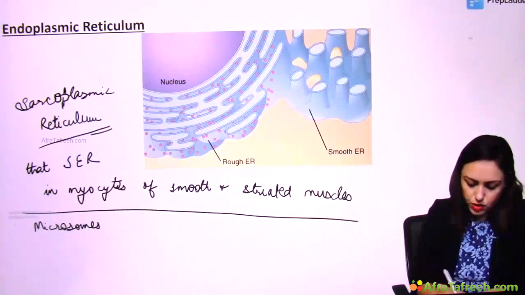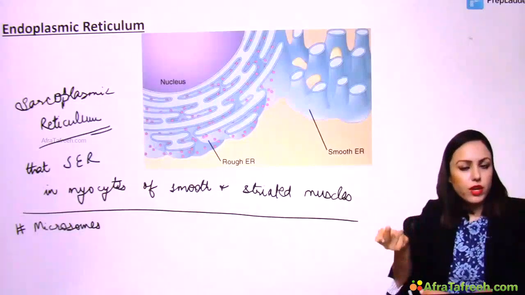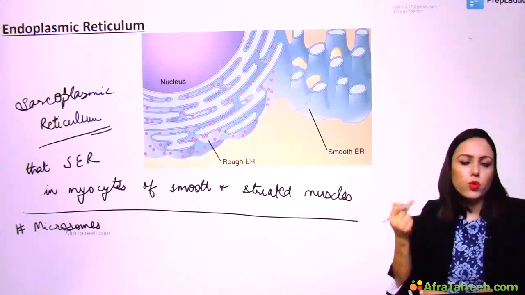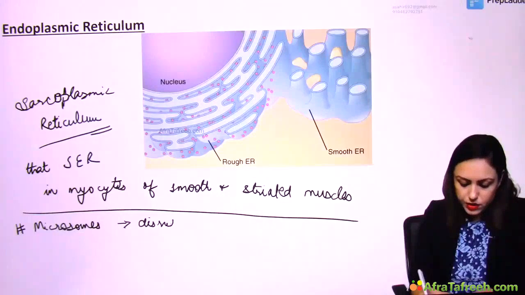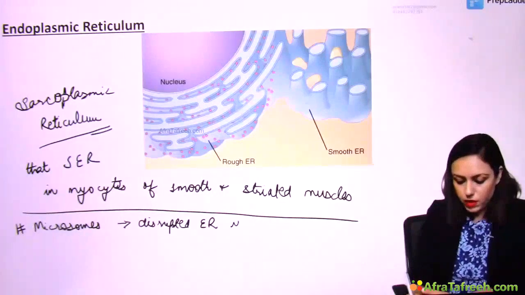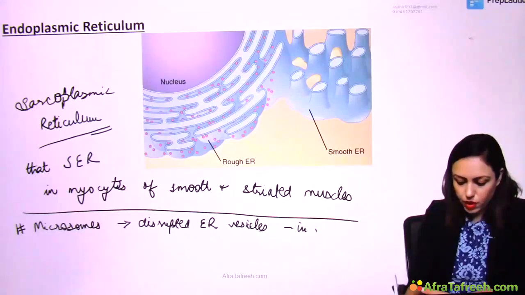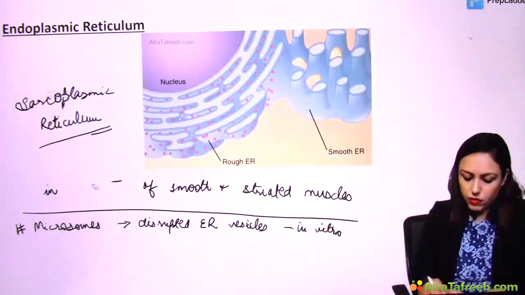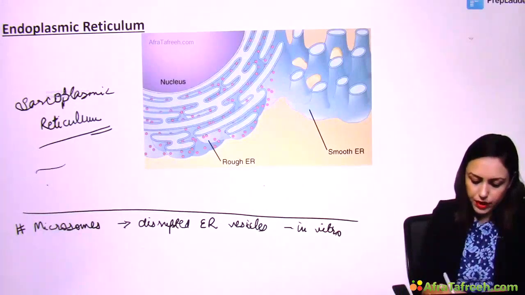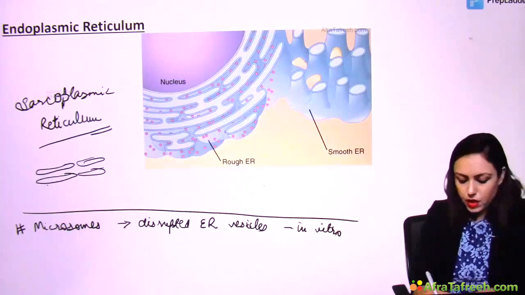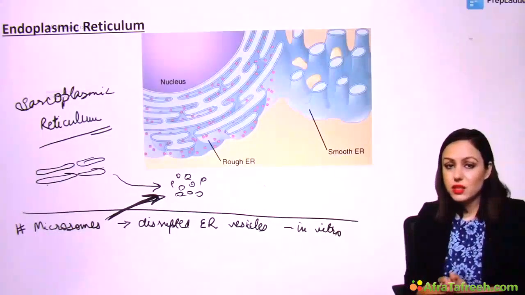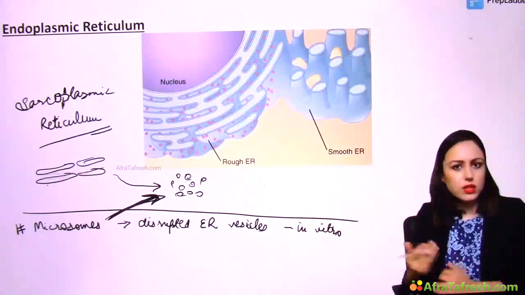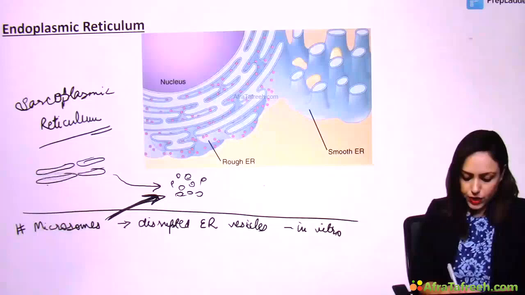Okay, now what are microsomes? Earlier I told you microbodies. What I told you? That peroxisomes are also known as microbodies. But now I'm talking about microsomes. What are microsomes? These are disrupted endoplasmic reticulum vesicles which are formed in vitro. You know that in vivo endoplasmic reticulum is like membranous sacs, right? In vitro it can be disrupted and it gets converted to various vesicles. These are known as microsomes. So microsomes are not present in the cell in vivo, but they are just formed during the cell disruption. Okay, so with this we are done with endoplasmic reticulum.